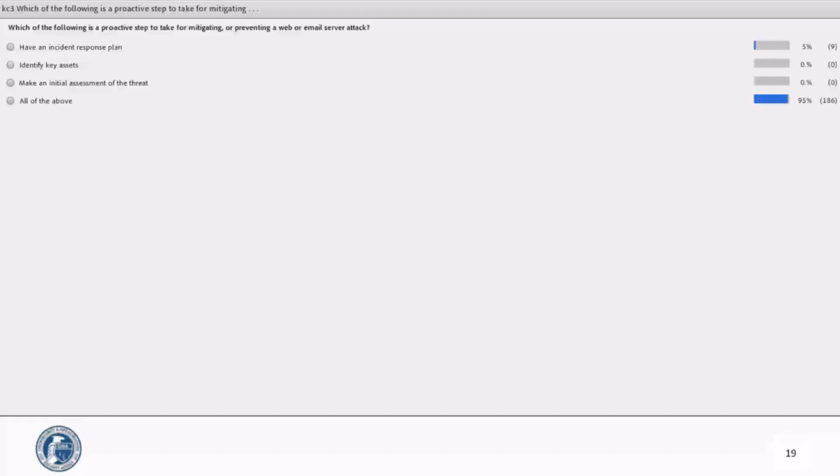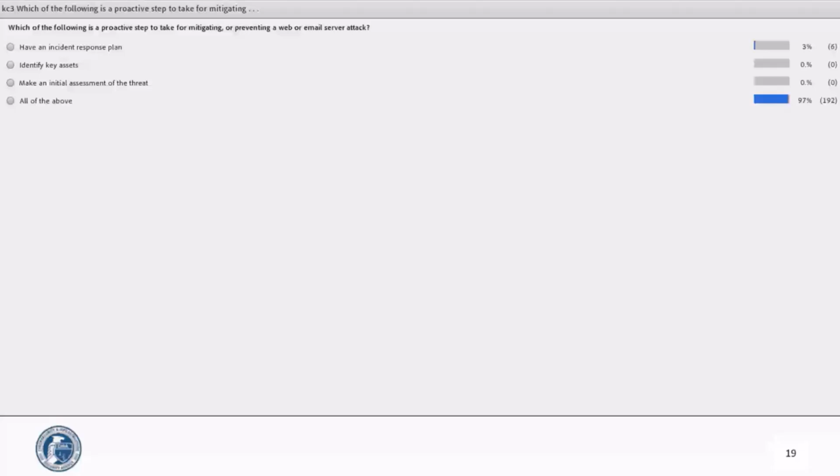Make an initial assessment of the threat. Once again, that's another step that needs to be taken. That way you can have some type of situational awareness of what's going on. And so the last option is all of the above, which I think are key in regard to this. So the answer here is all of the above.